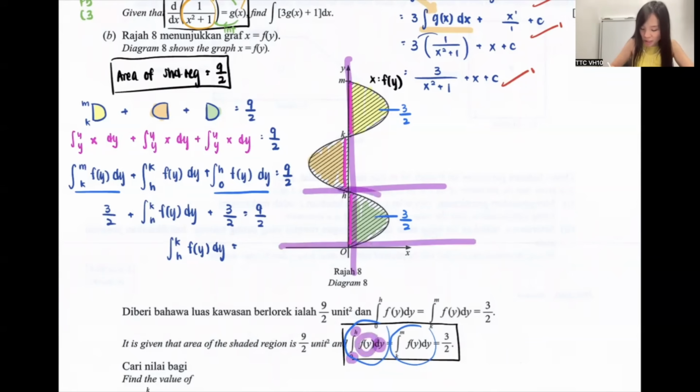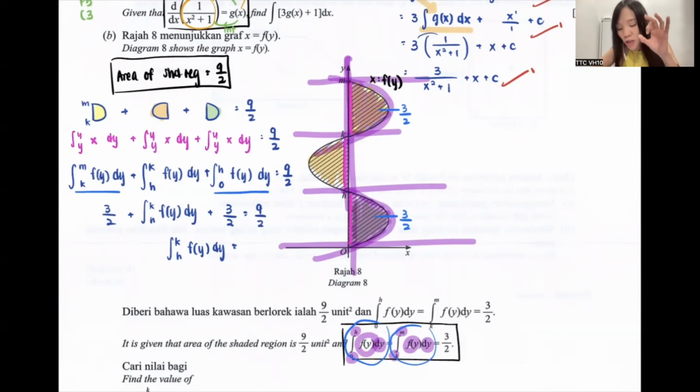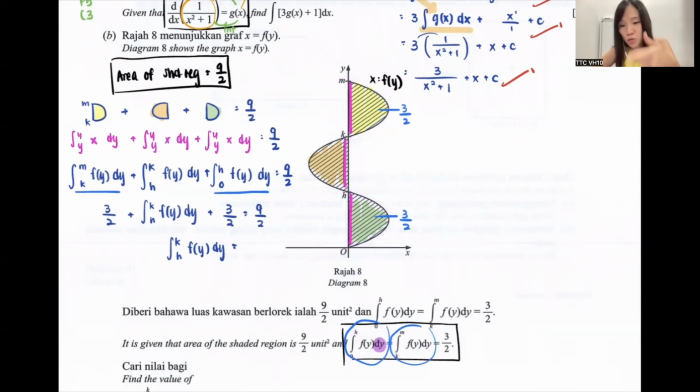So this f(y) is the curve. Therefore, they are talking about the area surrounded here, so they try to tell me this green part is 3/2. Other than that, dy represents the y-axis. y equals m is here, y equals k is here, and this f(y) is the curve. They surround this yellow part, so they try to tell you the yellow part and the green part are both 3/2. That's the kind of information they try to provide you there.